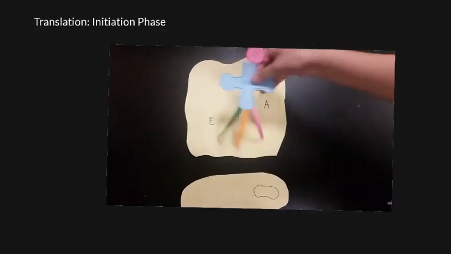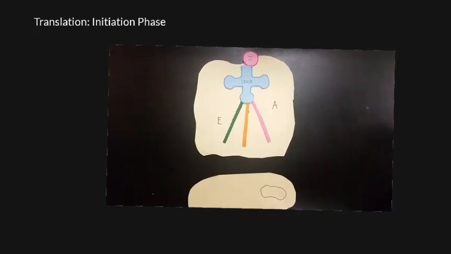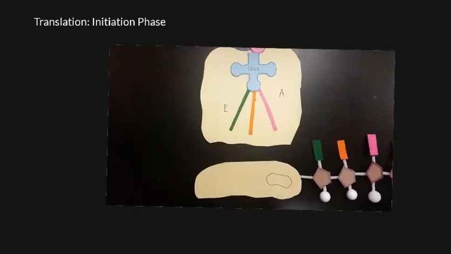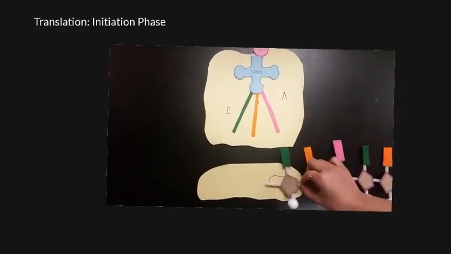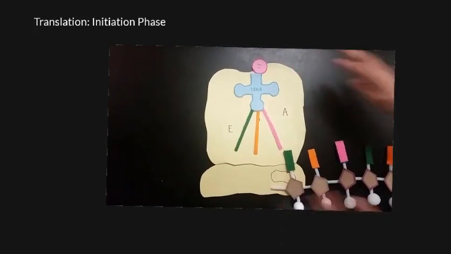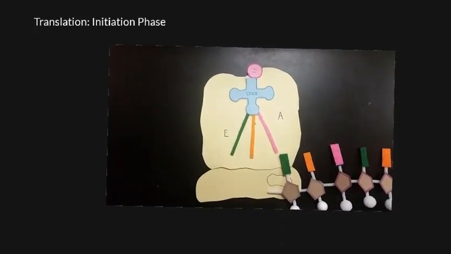The initiation phase. The tRNA containing the matching anticodon to the start codon binds to the P site of the ribosome, because the P site holds the tRNA carrying the growing polypeptide chain. The small subunit binds to the 5' end of the mRNA and moves along in a 5' to 3' direction until it reaches the start codon. The large subunit then binds to the smaller one.